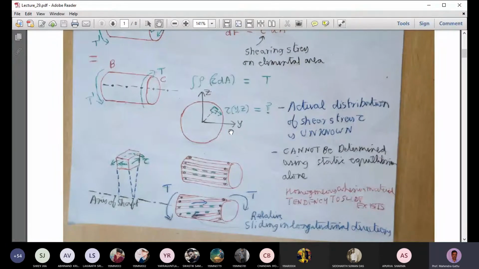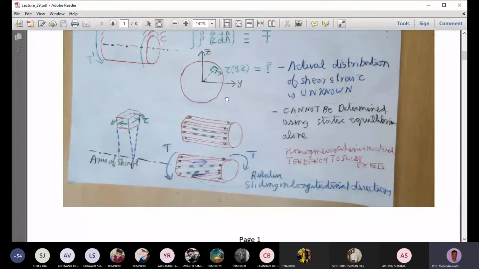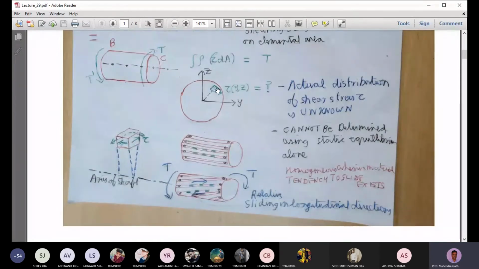We have to look into the deformations and the strains, and once we know the strains, we can relate them with the stresses using Hooke's law, and then we can find the tau value. So before doing that, let's look at this shear stress. Here we have this tangential shear stress.